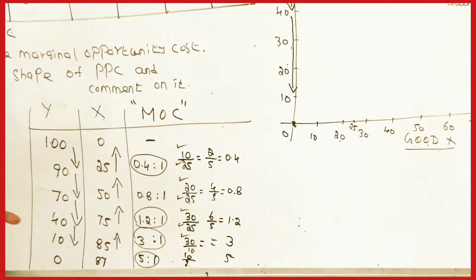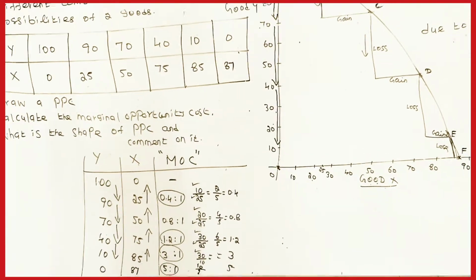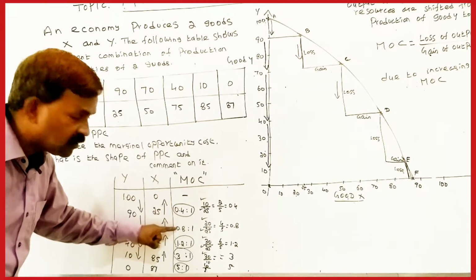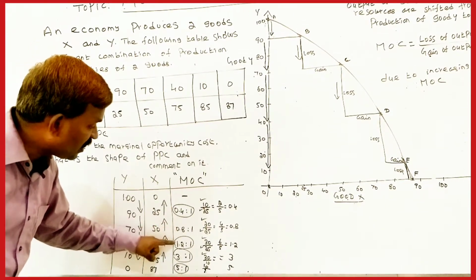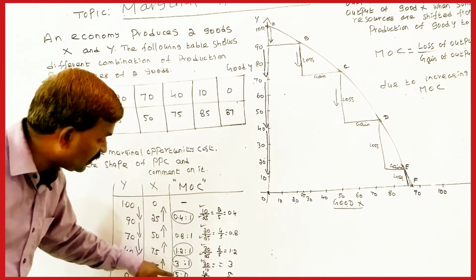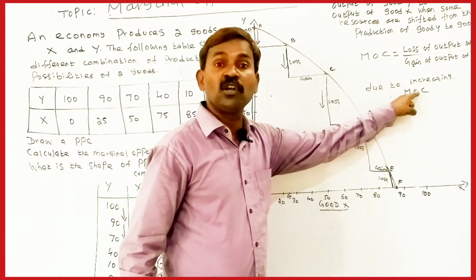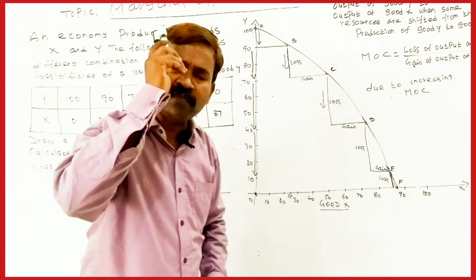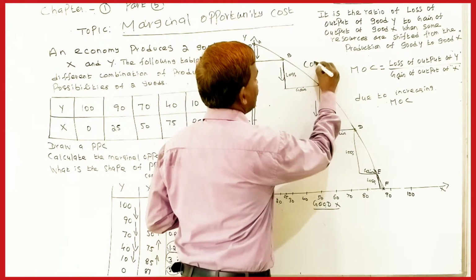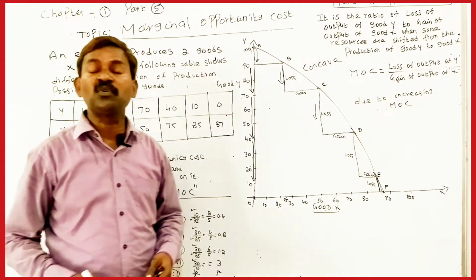Now the calculation is over. Observe the values of MOC we have calculated at different levels of output. First it was 0.4. Then it rose to 0.8. It further increased to 1.2. It again increases to 3 and it further increases to 5. This is called increasing marginal opportunity cost. It is because of increasing marginal opportunity cost that the shape of PPC is concave. This is what students you have to understand.